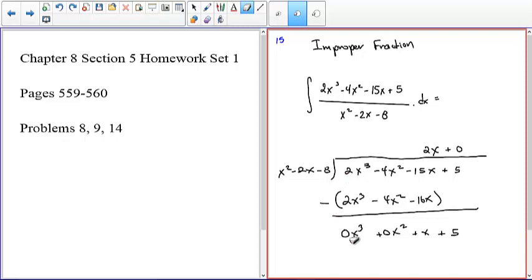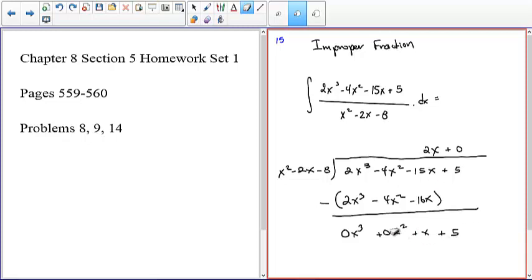So this goes to 0. That's because we chose it to happen. Here we have negative 4, and you have a negative times a negative is a positive, so it's negative 4 plus 4, which is 0. So that goes to 0. Then you have negative 15, and then you've got negative times a negative, so it's negative 15 plus 16, which is plus 1x. And then you bring the 5 down.